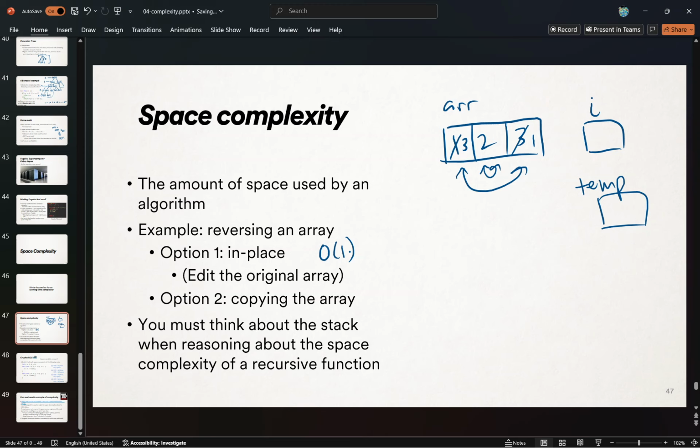Does that make sense? It's 2 ints plus maybe a pointer for the array itself to remember where it was. But the memory of the array, that you started with, does not count. That does not count when you're doing that analysis. So yeah, the space complexity is not as hard. Not as hard as time complexity.